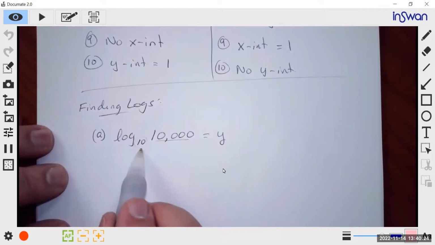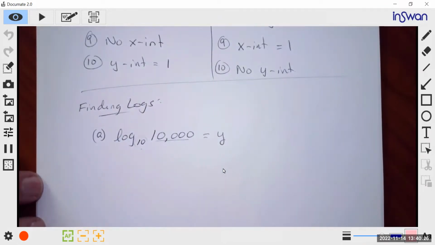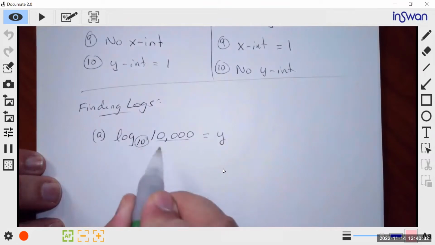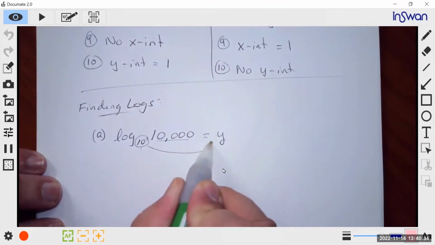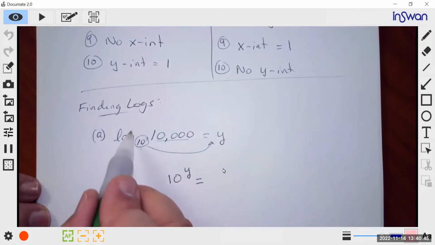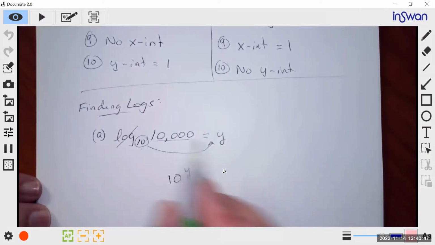This is log base 10 of 10,000. That's how the equation is read. So the way you convert this, take the base, push up the answer. So we have 10 to the y. Since the base is gone, the log disappears. So it equals 10,000.